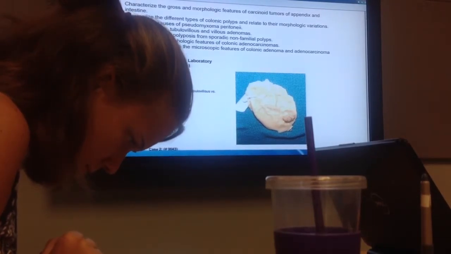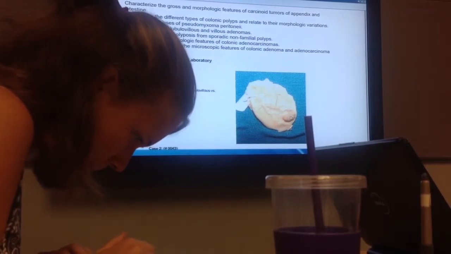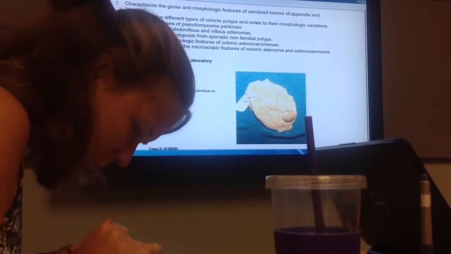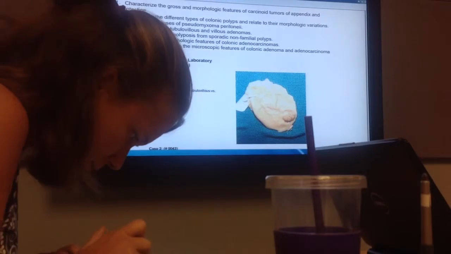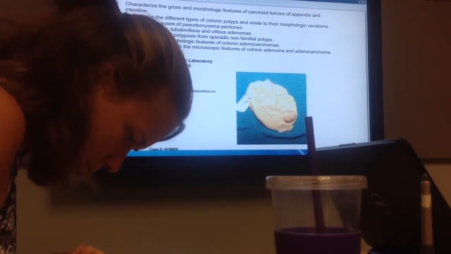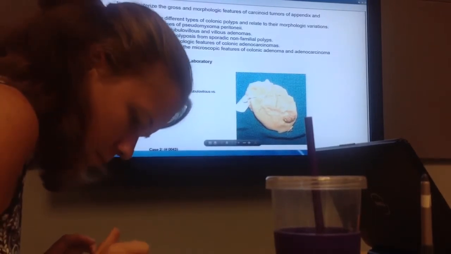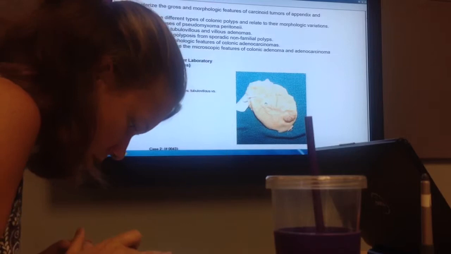What about symptoms? What kind of symptoms might this patient have? Maybe a little bleeding, but usually they're just asymptomatic, right? Usually nothing. It's not obstructive. It's not secreting anything, making the patient have diarrhea or anything like this. How would you treat this? How would the patient be treated? Looks like they've removed it, right?